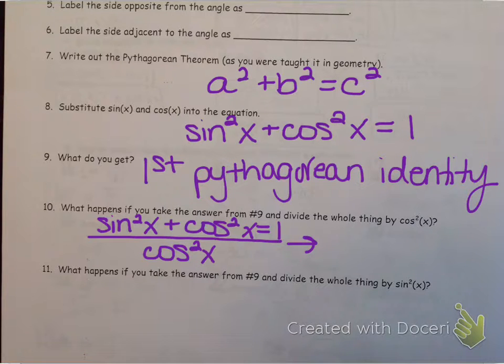Now remember, I don't want to keep flashing back and forth to the different slides, but remember that tangent was sine over cosine. So that means that sine squared divided by cosine squared would be tangent squared. Cosine squared divided by itself would be 1. And 1 divided by cosine was secant. So 1 divided by cosine squared would be secant squared of x. And so that is the second Pythagorean identity. It comes from the first one by doing a single division step to it.